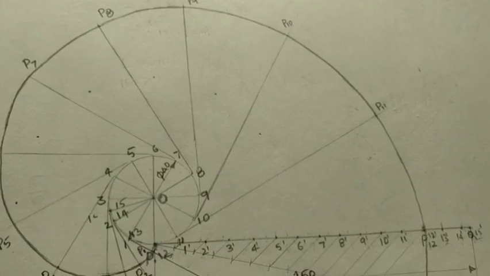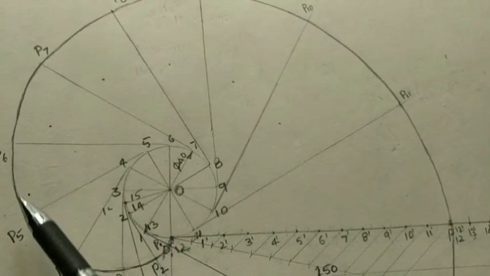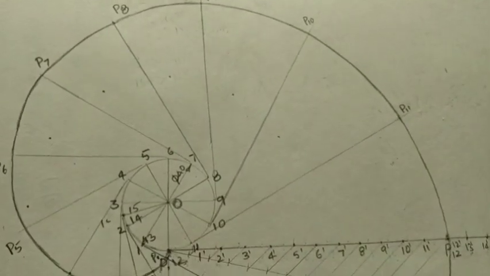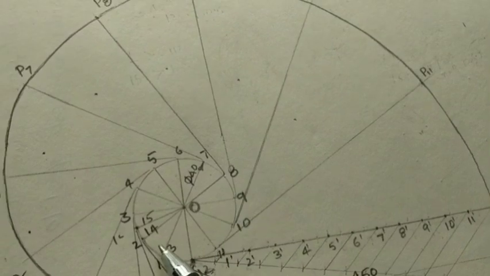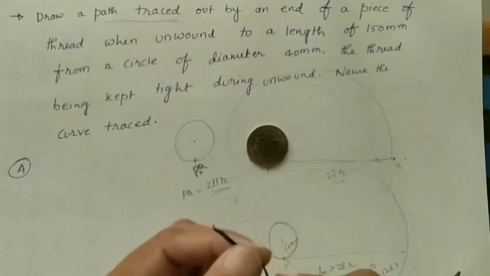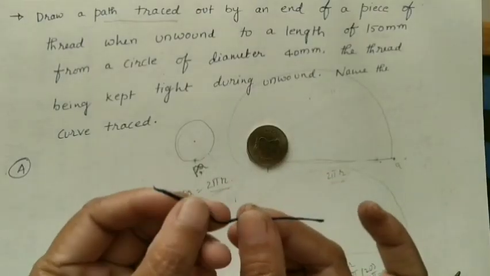In today's class, we will discuss how to draw this curve. What is the name of this curve? Here in the given question, they have given one circle around which one thread is wound. I am taking one thread. This is the P end, this is the Q end.